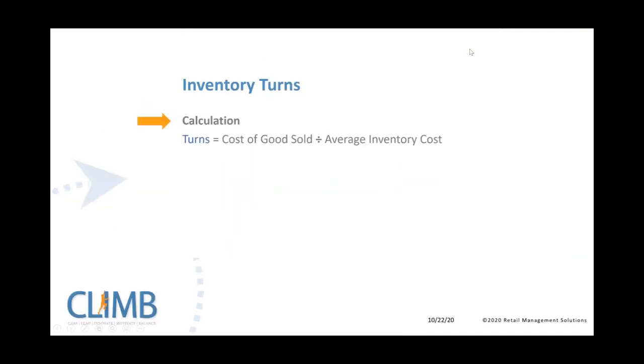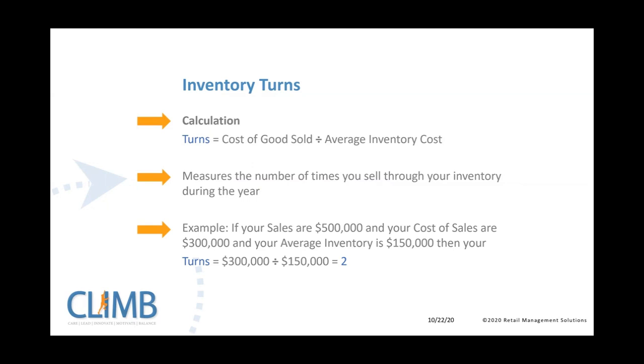Inventory turns is a calculation you'll see on the report. It equals the cost of goods sold divided by the average inventory cost. And really that measures the number of times you sell through your inventory during the year. As an example, if you had sales of $500,000 and the cost of those sales are $300,000 and your average inventory over the course of the year is $150,000, then your turns are the cost of goods, $300,000, divided by the average inventory of $150,000, which would give you 2 turns.